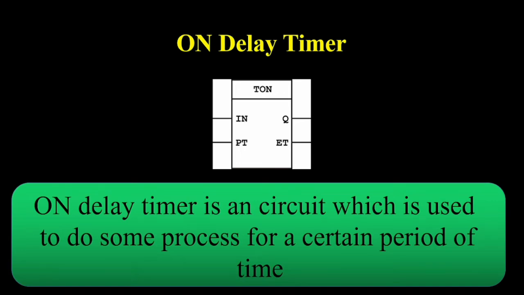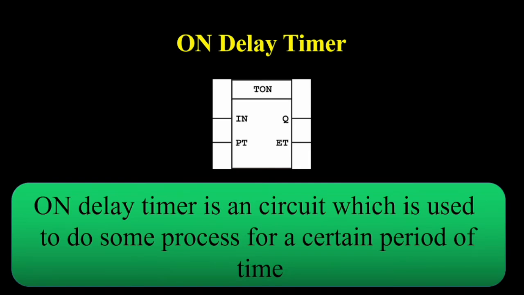The best example of on delay timer is a washing machine. That is, when we turn on the washing machine, after a certain period of time, take an example of 30 minutes, after 30 minutes it will automatically get turned off. Similarly, the on delay timer in PLC is used to do some process for a preset time. So this is the function of on delay timer in PLC.